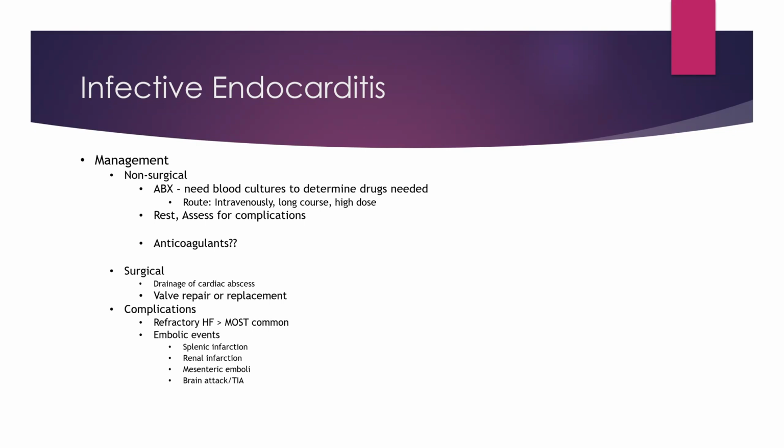We'll give them IV. It has to be IV. And it's a long course of antibiotics because this needs a longer kill time because it's hard to kill and it's high dose. So we're thinking 4 to 6 weeks generally for an infective endocarditis. So these patients will need long-term establishment of an IV, usually a PICC line. That's typically how we do it.